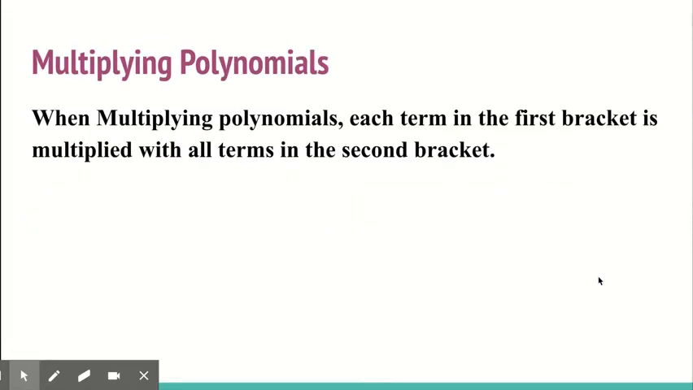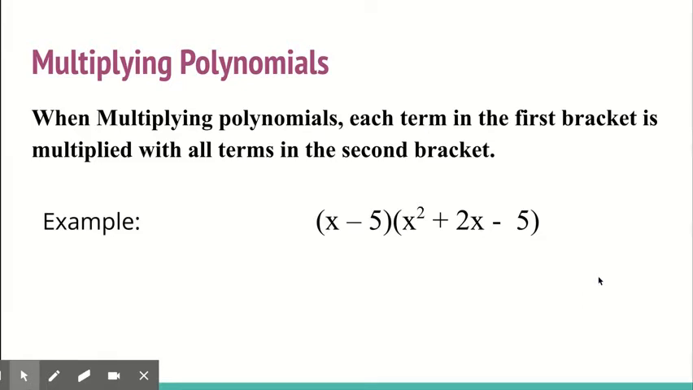Okay, so when we're multiplying polynomials, a polynomial is when we're starting to get bigger than just 2 terms in a bracket. So let's say we have 3 terms in a bracket. It can get a bit more complicated. So when multiplying polynomials, each term in the first bracket is multiplied with all the terms in the second bracket.